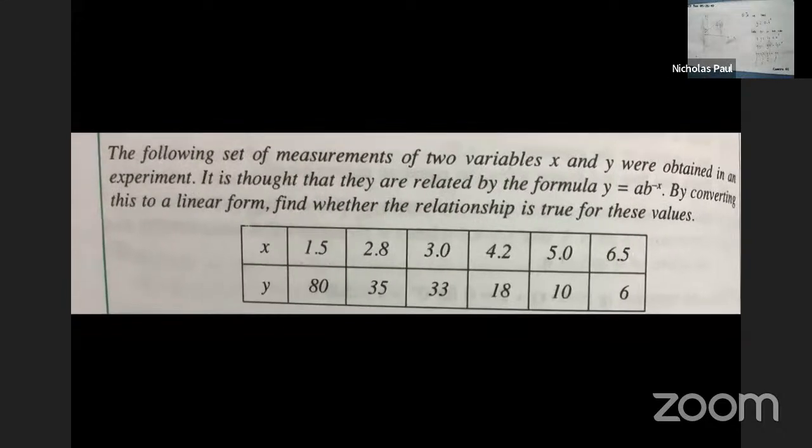Right, log into Zoom and let's take a look at this. They gave you a function. I would like you to tell me what A and B are. All right, so the function they gave you here is y is equal to AB to the minus x.